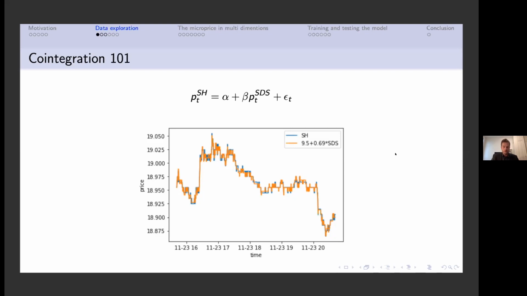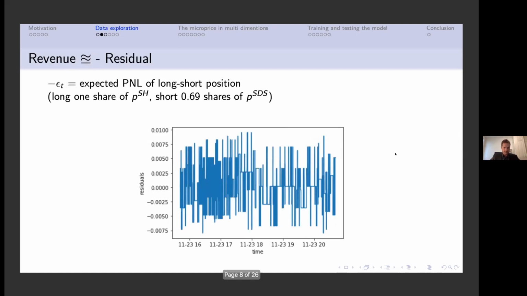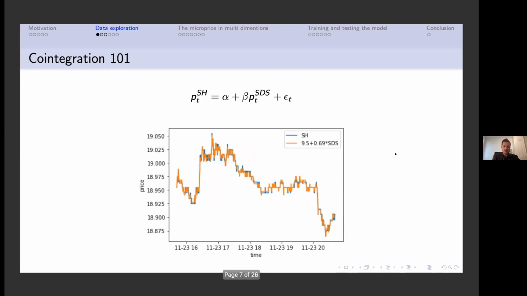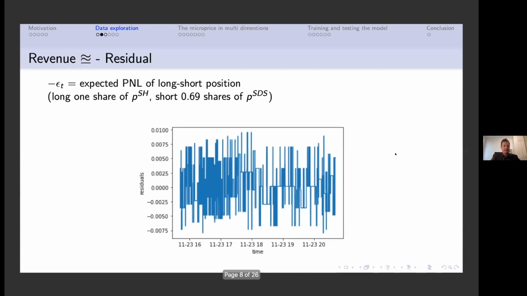Typically people who look at cointegrating assets might look at stocks like Coca-Cola and Pepsi, and you might find that sometimes this epsilon, this residual, is stationary, sometimes it isn't. But in this case, as you'll see, if I plot epsilon, this is over the course of a day, this is a highly mean reverting quantity. And in fact, the definition of epsilon is price of SH minus alpha minus beta times the price of SDS. And the negative residual can be interpreted as the expected P&L of a long short position.